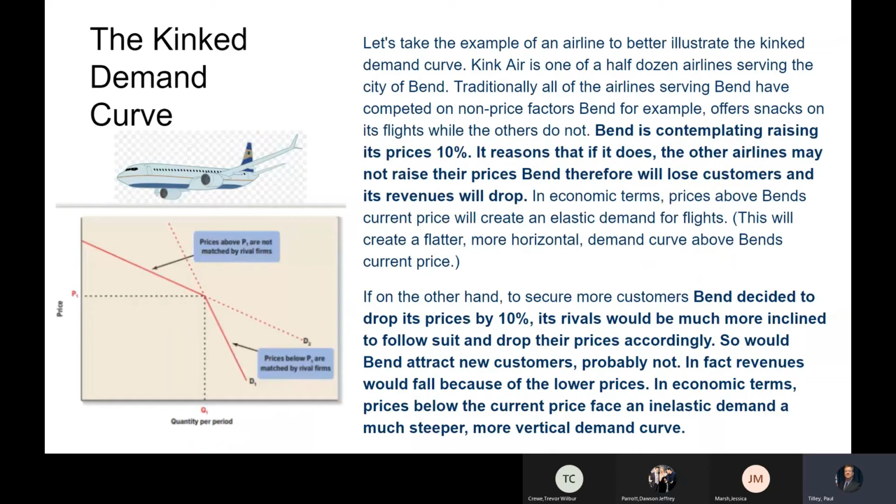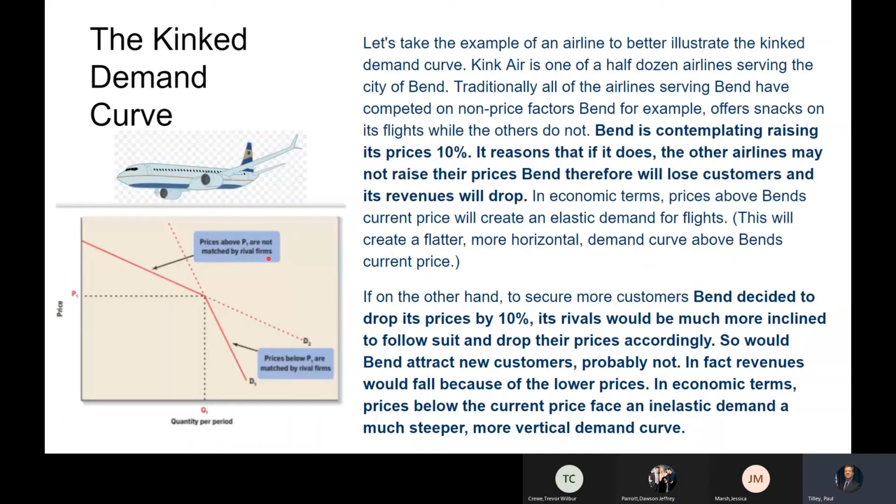On the other hand, to secure more customers, Kink Air decides to drop its prices 10%. Guaranteed, its rivals would be much more inclined to follow suit and drop their prices accordingly. So would Kink Air attract new customers? Probably not. In fact, revenues would fall because of lower prices. In economic terms, prices below the current price face an inelastic demand and a much steeper, more vertical demand curve.